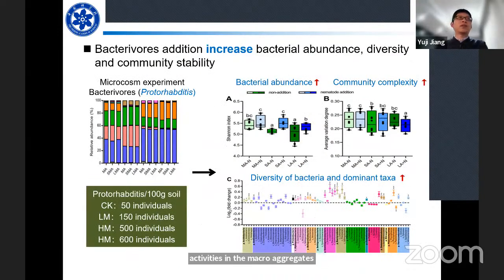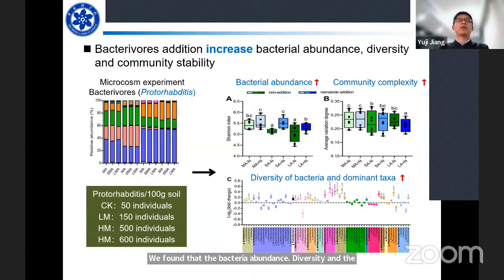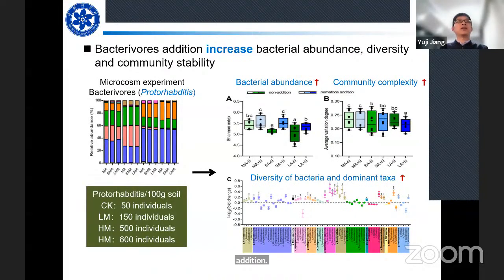The effect of the nematode predation on carbon metabolism was verified by a soil microcosm experiment with a nematode addition. We found that the bacterial abundance, diversity, and the community stability were increased by the nematode addition. Overall, this positive effect was more pronounced in macro aggregates.